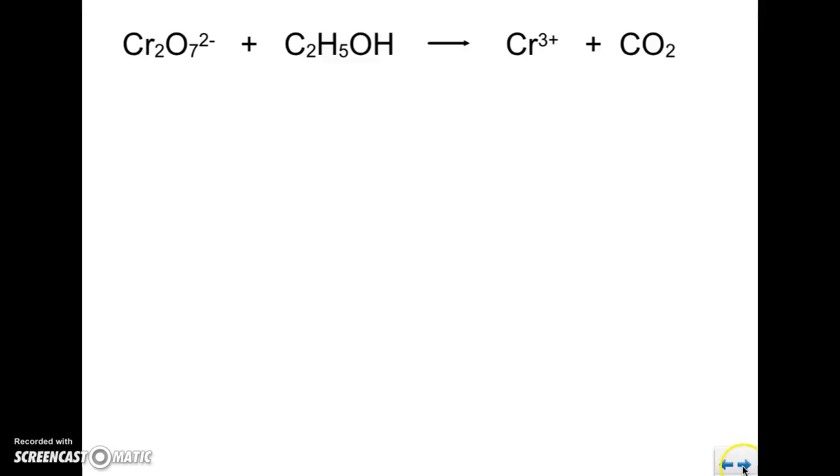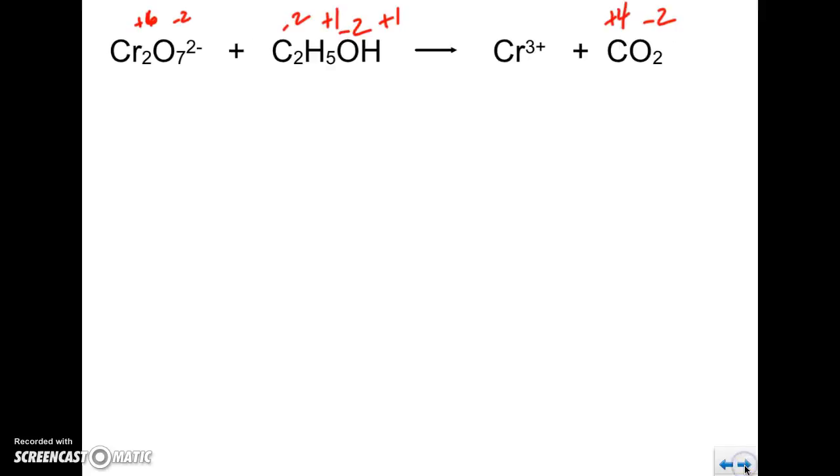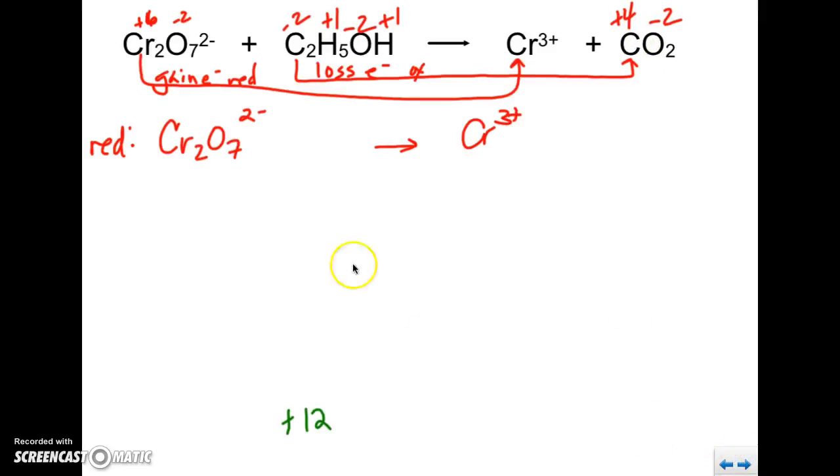First thing you're going to want to do is evaluate oxidation numbers. By doing that, I notice that there are changes. For instance, chrome goes from a plus 6 to a plus 3, and carbon goes from a negative 2 to a plus 4 oxidation number. I do the tie lines, and I can determine that the dichromate ion is actually in reduction, and the carbon in ethanol is in oxidation.